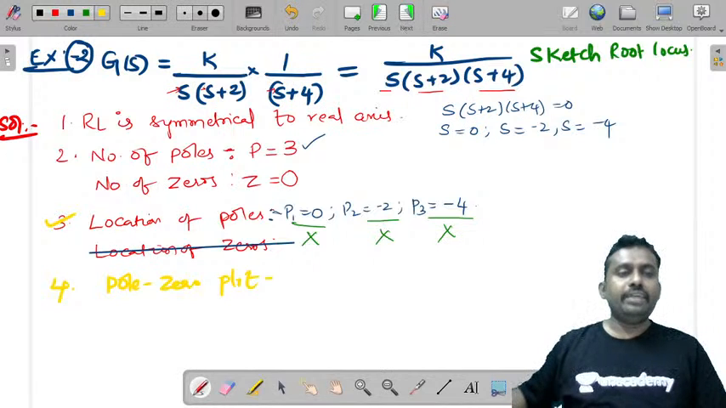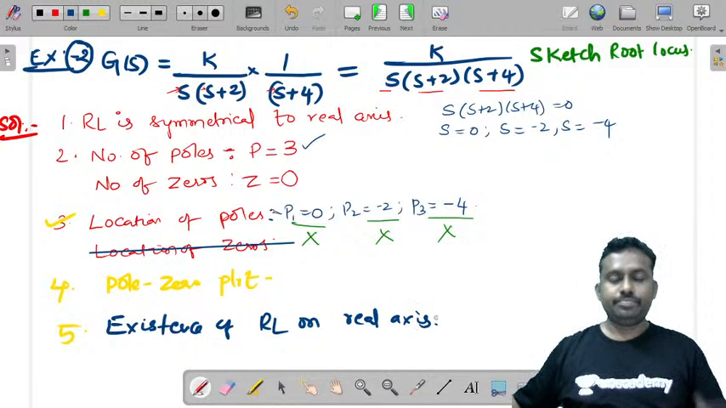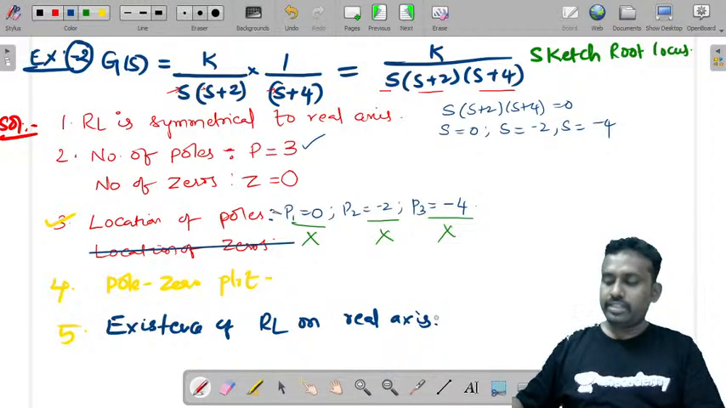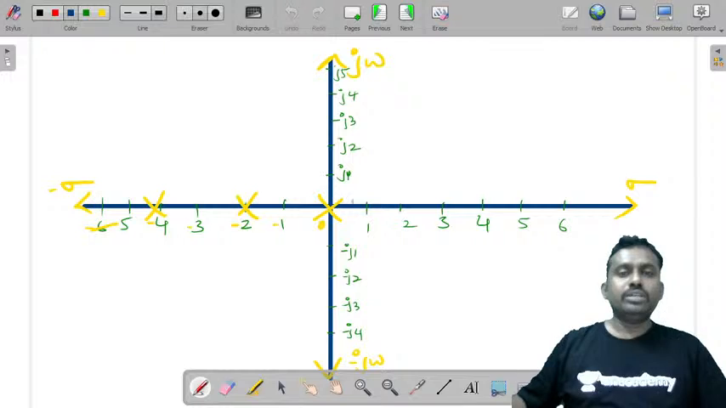Now what we have to do then is check for the existence of root locus on the real axis. Now, how do you check that? Yesterday, in the previous session, I told you that root locus will exist at a point if to the right of that point there are an odd number of poles and zeros. If you are at this point, let us say at this one, to the right you don't have any poles and zeros, so this is not a part of the root locus.